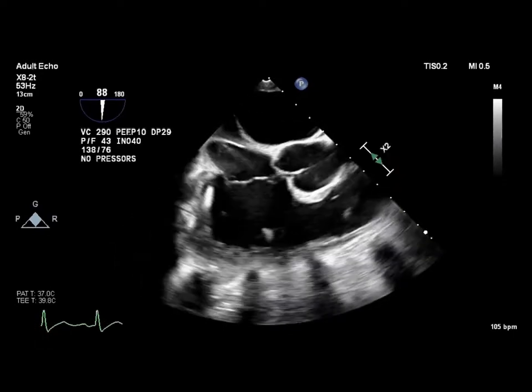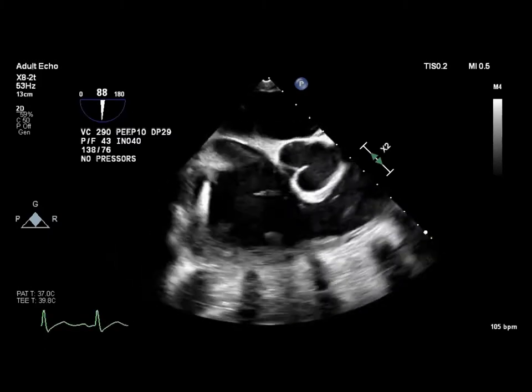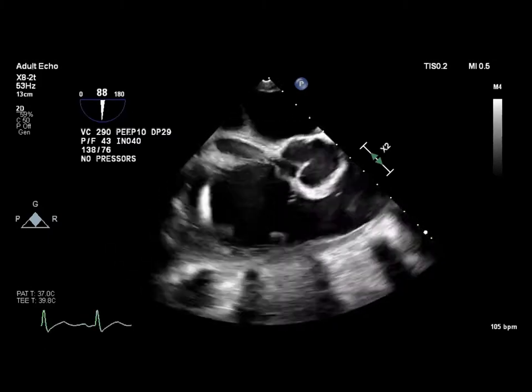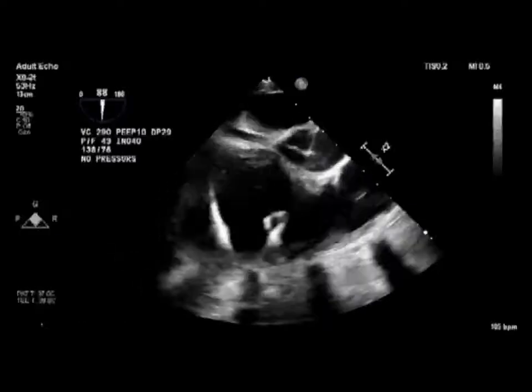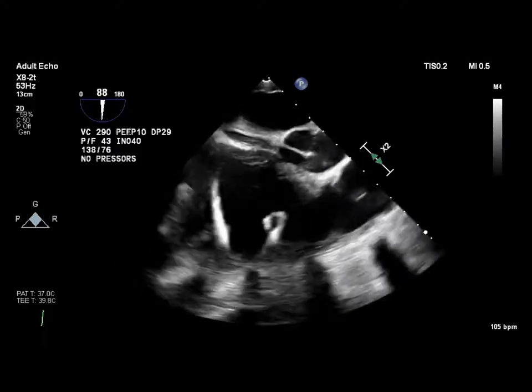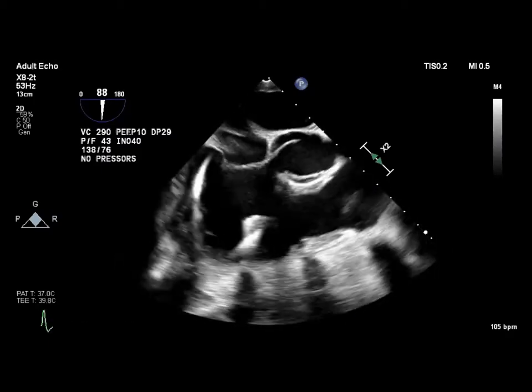This is an example where you can see the wire in the right ventricle. The fact that the wire is in the right ventricle is not so much the problem, unless you have a clot and you don't want to dislodge that clot. But it's mainly that if you advance the cannula and the wire is in the right ventricle, you have a risk of perforating either your right atrium or your right ventricle.